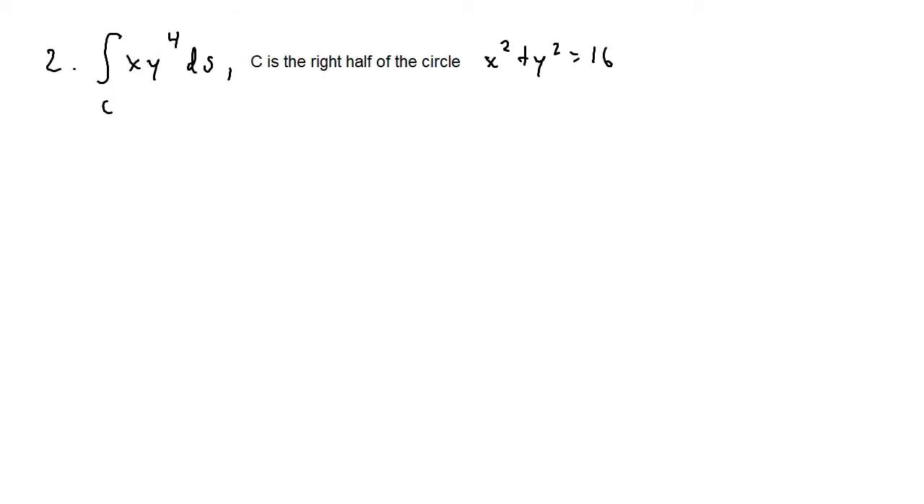So now for number 2, we have the integral along the curve c of x times y to the 4th ds, and we're given that c is the right half of the circle, x squared plus y squared equals 16. Now notice in this problem we aren't given any parametric equation in terms of t, but the good thing is that we can easily find them.